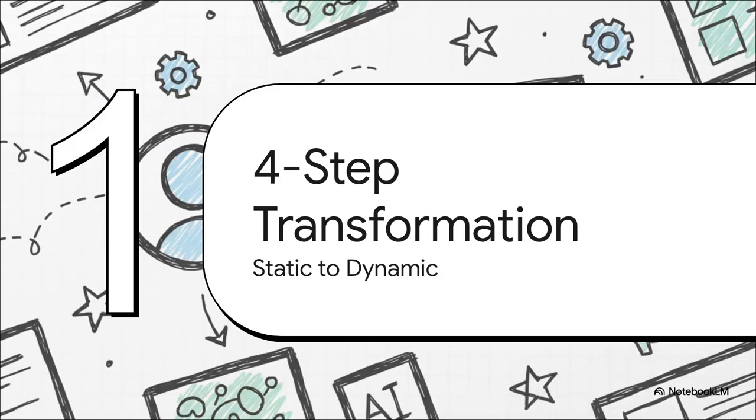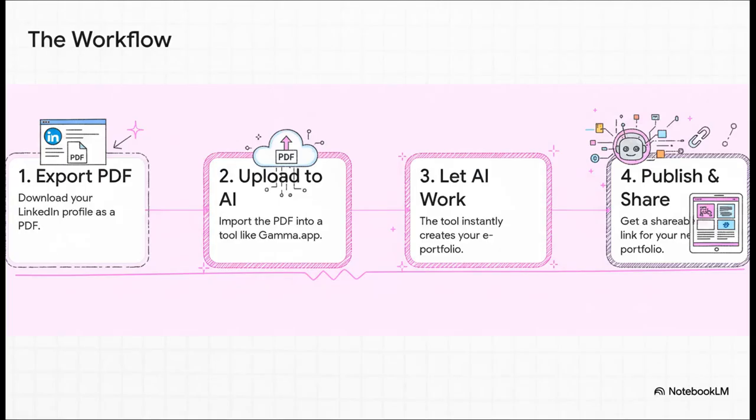Now, I know what you might be thinking. This sounds complicated, but seriously, it's not. The whole transformation happens in just 4 super simple steps. Here's the whole process. That's it. Step 1, you just download your LinkedIn profile as a PDF. Step 2, you pop that file into an AI tool like Gamma. Step 3, you do nothing. The AI does all the heavy lifting and designs your e-portfolio in seconds. And finally, step 4, you just hit publish and you've got a shareable link. It is genuinely that easy.